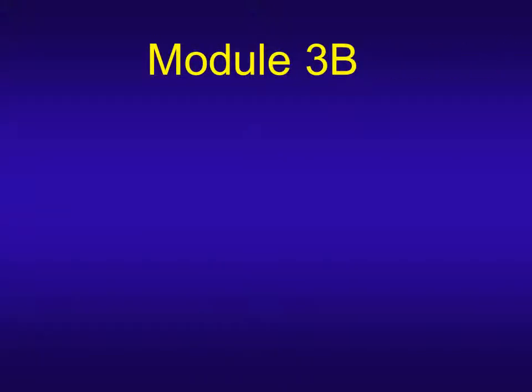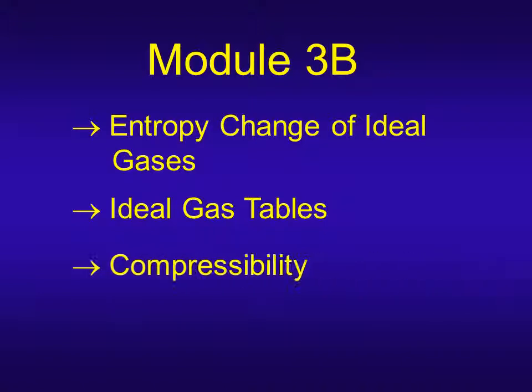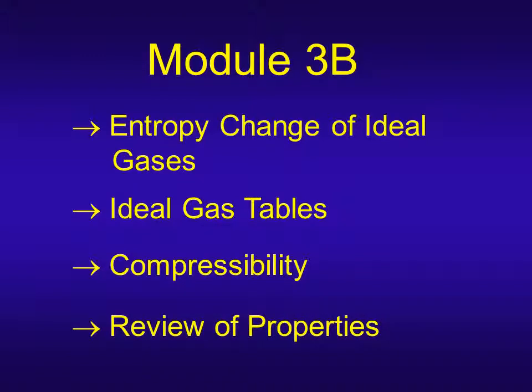Okay, here we are at Module 3B. We're going to look at the entropy change of ideal gases, and we're going to look at ideal gas tables, and compressibility, what we do when it's not an ideal gas. And finally, we'll review all the properties we've done so far.